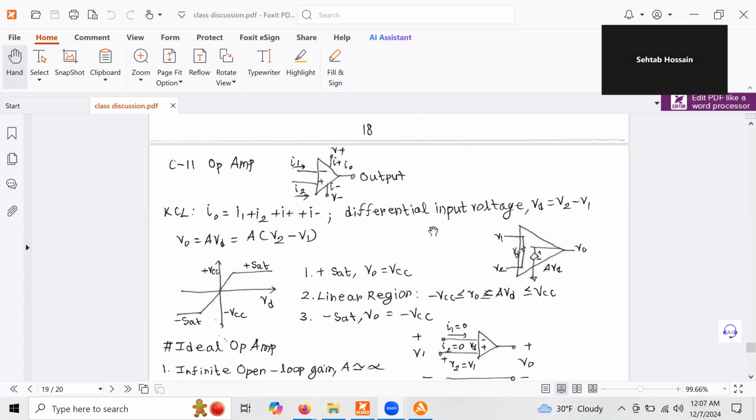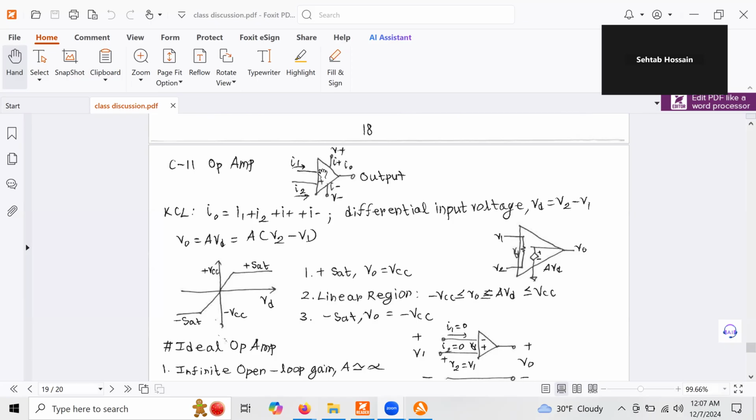Op-amp is used as a current source and also as a voltage source. So the op-amp is also used as a dependent voltage source and current source. This is the symbol of the op-amp. Plus V is the positive DC voltage, and minus V is the negative DC voltage.